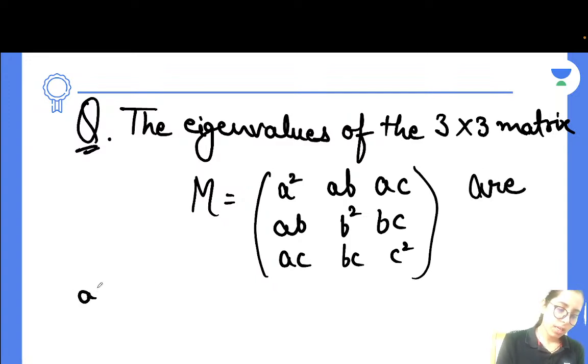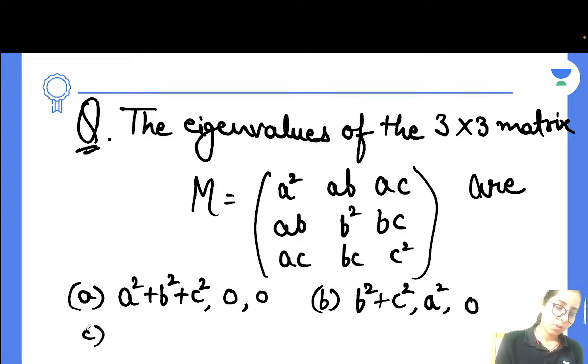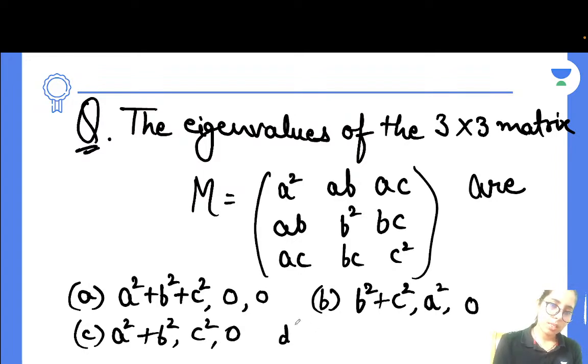Our option A says A square plus B square plus C square comma 0 comma 0, and option B is B square plus C square comma A square and 0. Then option C says A square plus B square comma C square and 0. And then the next one, option D, is going to be A square plus C square comma B square and then 0. This is what we are going to have.